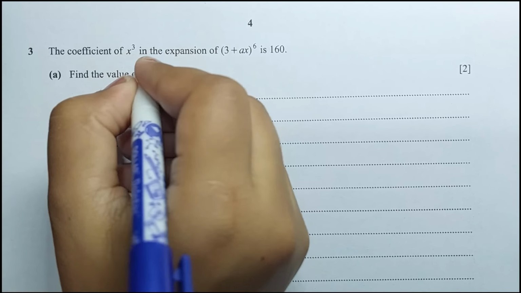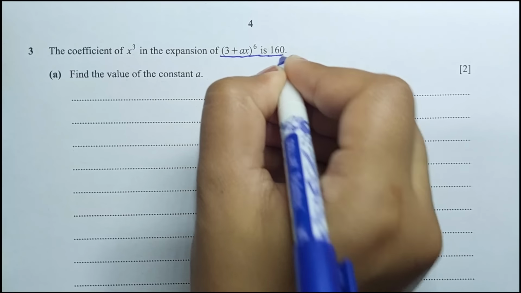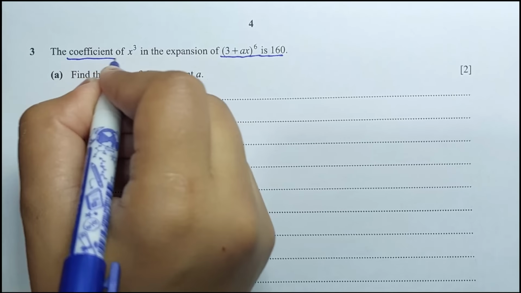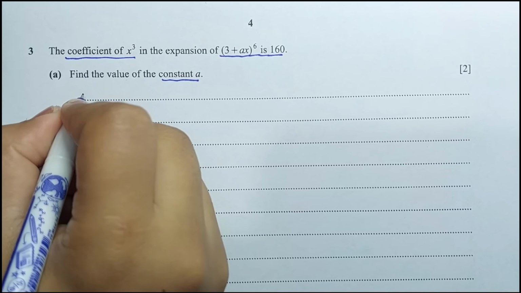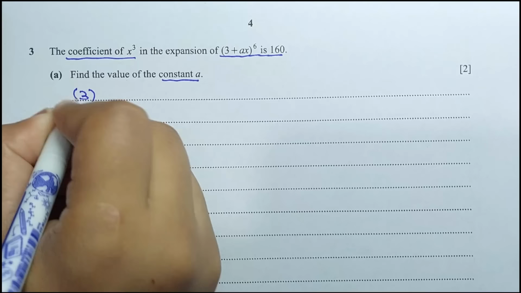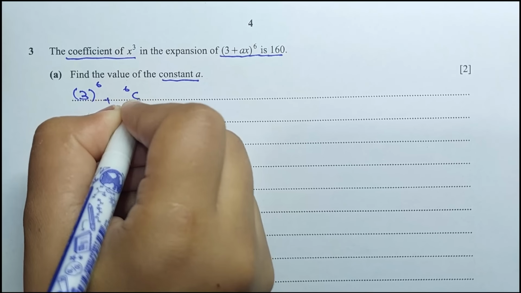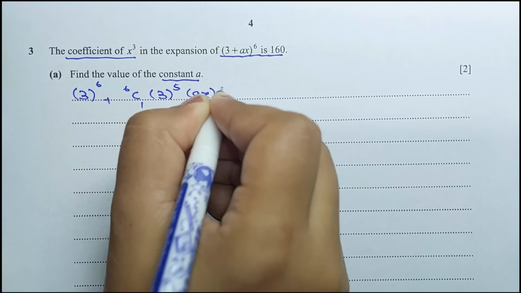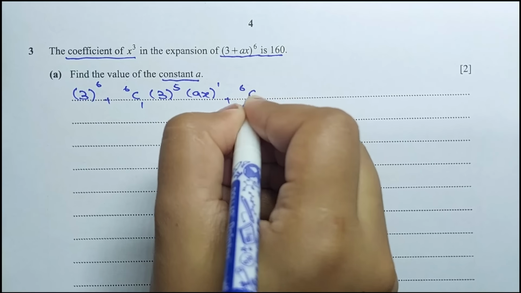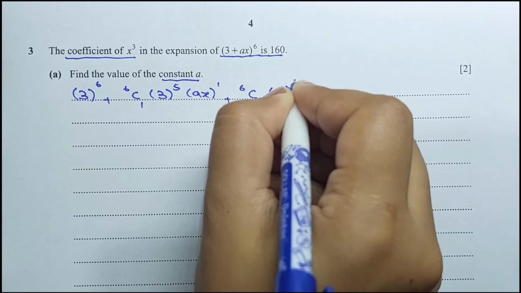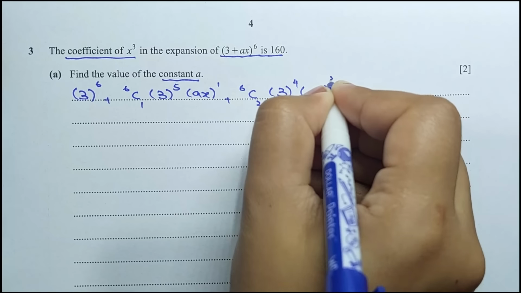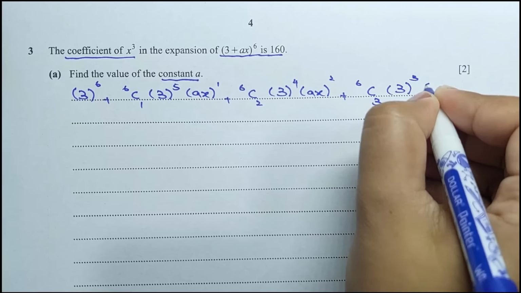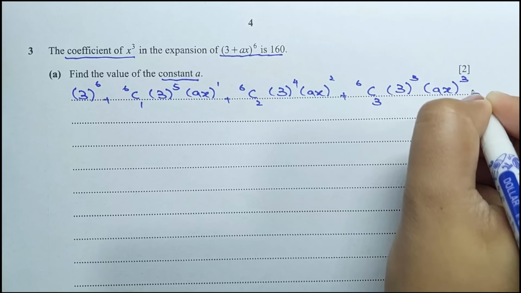Question number 3, the coefficient of x cube in the expansion of this is 160. Part A, find the value for constant a. Okay, so we have to find the coefficient of x cube basically. So let me open this. The first term is 3 power 6, 6c1, we have 3 power 5 and ax power 1, plus 6c2, we have 3 power 4 and ax whole square, 6c3, we have 3 power 3 and ax whole cube, and so on.